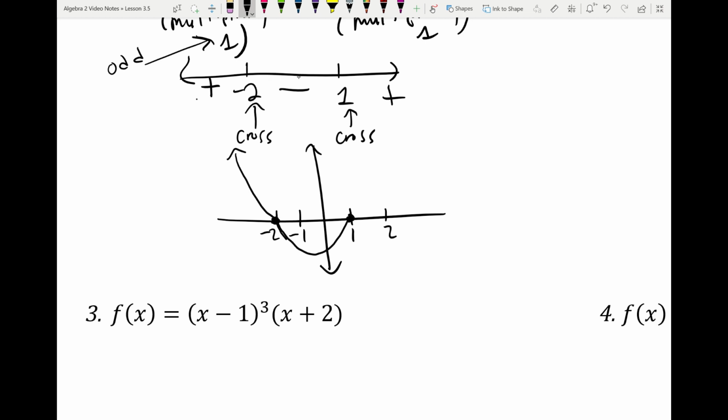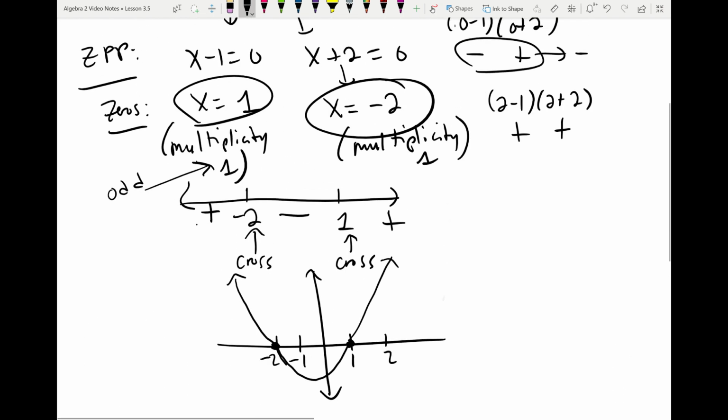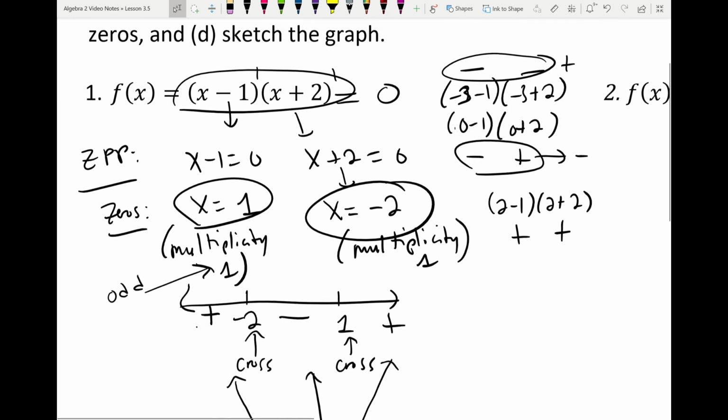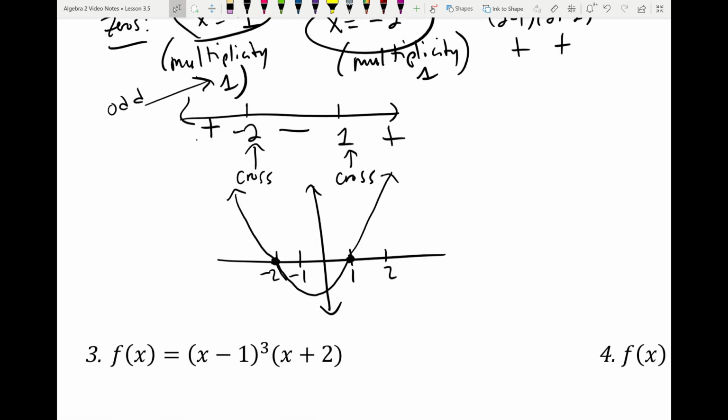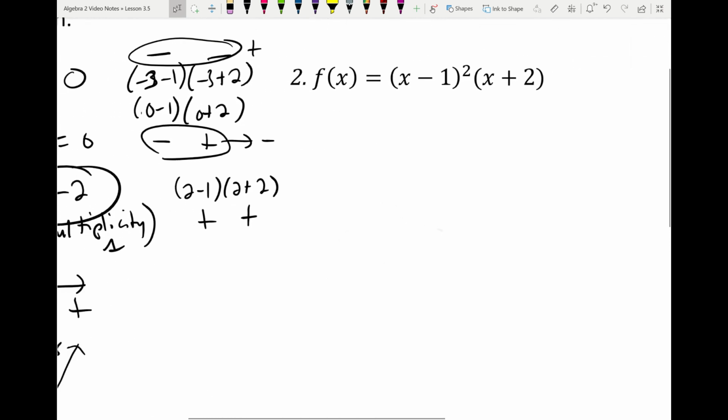decreasing, has a turning point at some point. And then it's positive after 1, so we know it's above. So it looks something like that. And if you look at this, the degree of this is going to be 2, because if you were to FOIL, you're going to get an x squared. So this makes sense that it looks like a parabola. So that's our sketch. Now let's look at number 2.